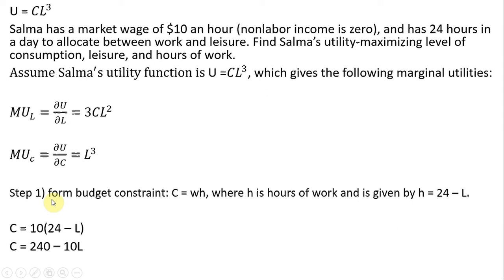The next step here is to form the person's budget constraint. The budget constraint: consumption equals the wage times H, hours of work. And given this person has only 24 hours in a day to allocate between work and leisure, hours of work will equal 24 minus hours of leisure. So making a substitution of 24 minus L into this budget constraint, we have C equals 10, which is the market wage, all multiplied through by 24 minus L. And just simplifying here a little bit.